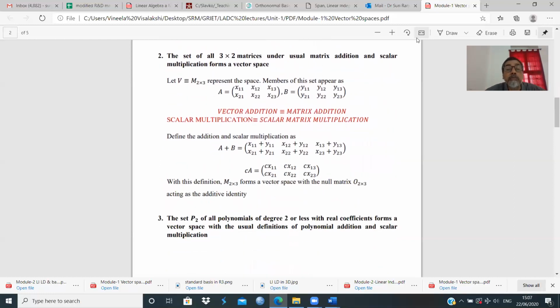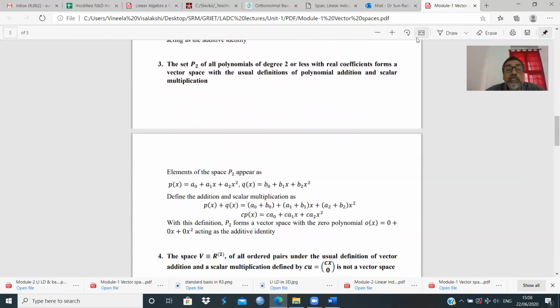The second example, we move from vectors to matrices. Let us talk about 2 by 3 matrices under matrix addition and scalar multiplication. So you can take two matrices A and B of order 2 by 3 and then define A plus B as simple matrix addition and scalar multiplication as the usual scalar multiplication. And the additive identity in this case will be the null matrix O of order 2 by 3. And once again, you can check all the 10 axioms are satisfied.